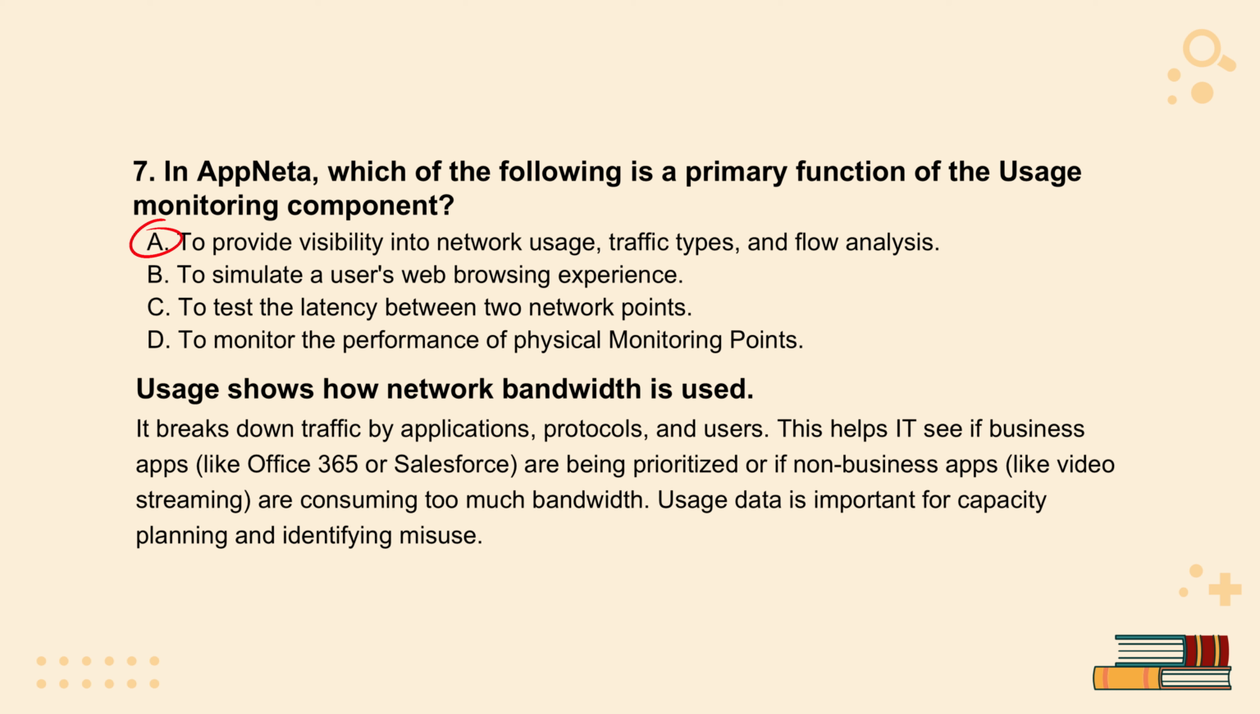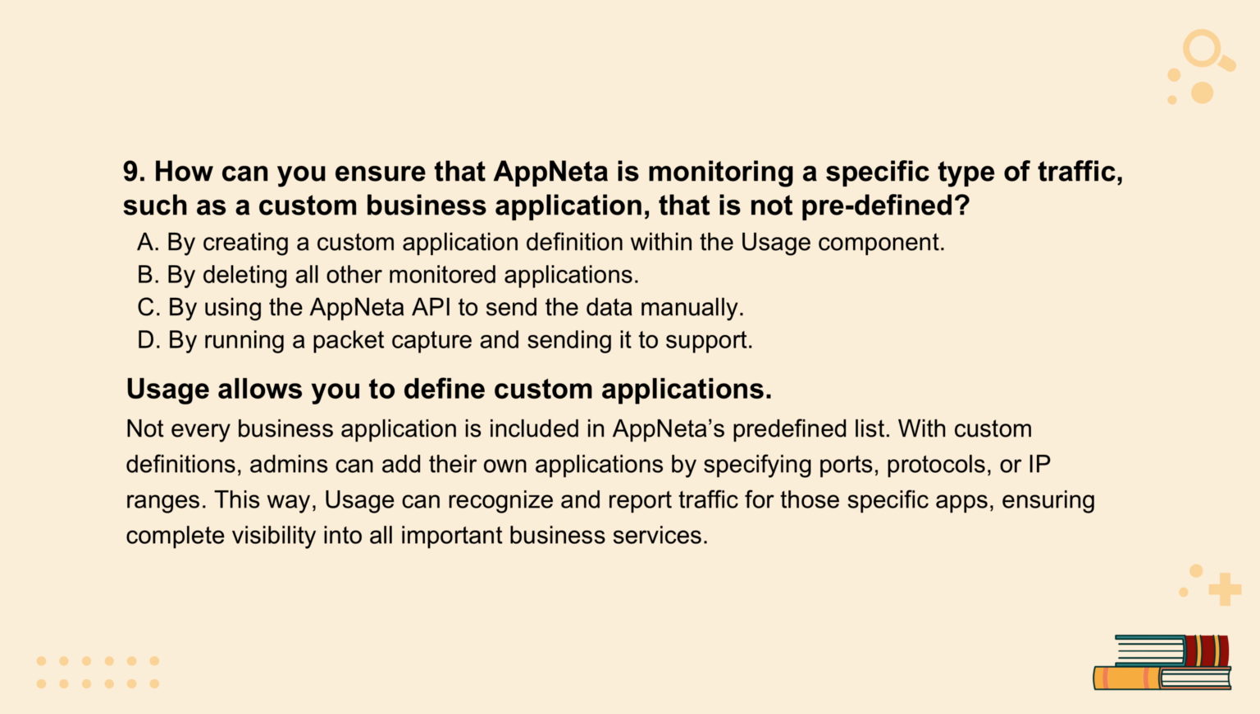Super useful for optimizing resources. And the sources bring up a common issue. What if you have a custom business app that AppNeta doesn't recognize out of the box? Well, the fix is pretty neat. You just create a custom application definition inside usage. That ensures traffic from any app, even niche ones, gets classified and monitored correctly.